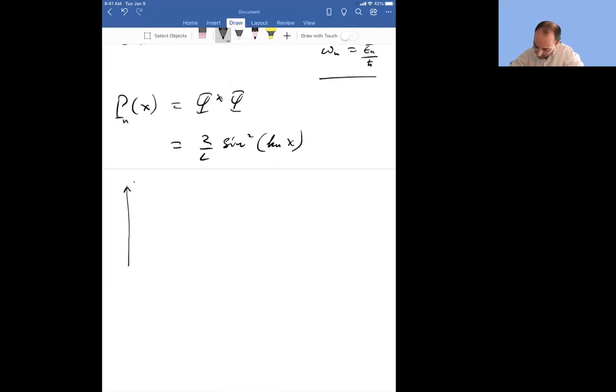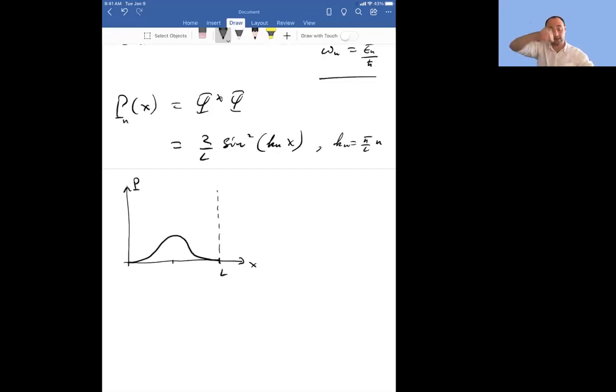So here's the probability density. Remember, this is a probability density. It's not the probability, it's a probability density. So here is L. K sub n equals pi over L times n. So for n equals 1, you have pi over L. So when x equals L, you have sine squared of pi, so it goes back to 0. So it looks like this, right?